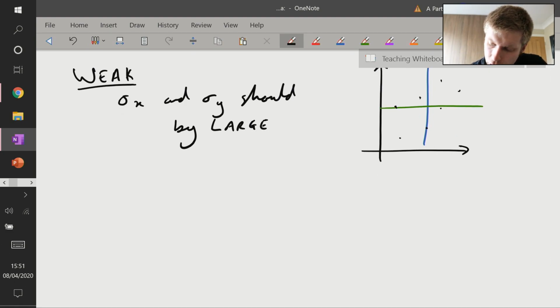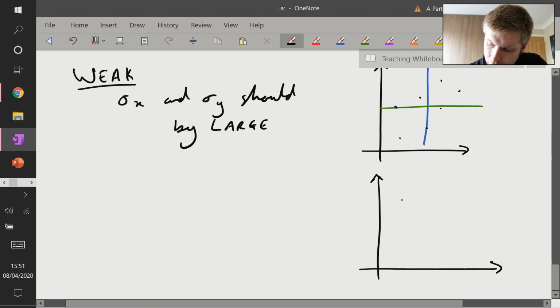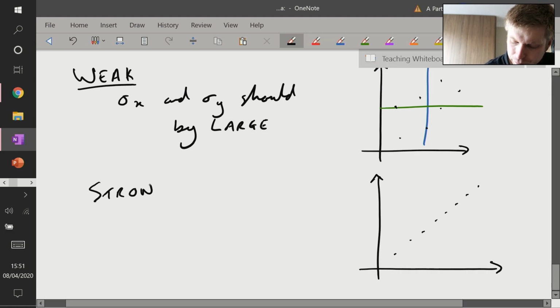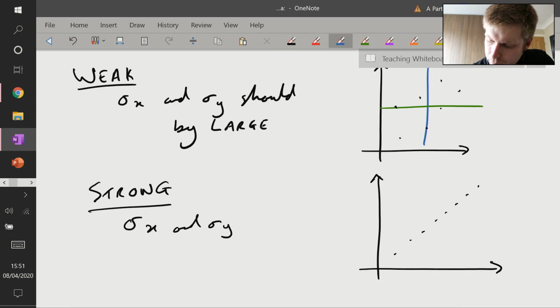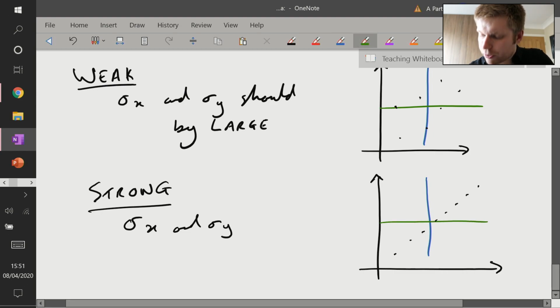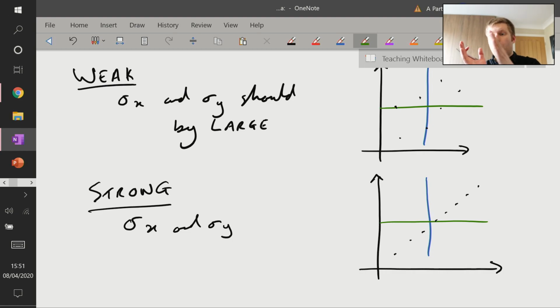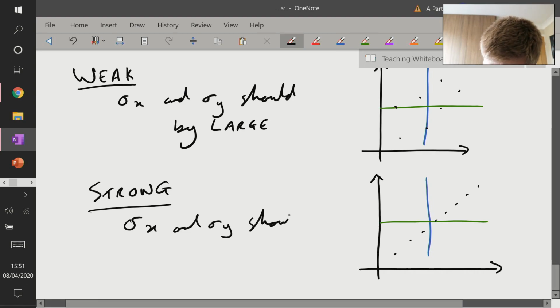Whereas for stronger correlation, something that looks like this, say, when I look at my sigma X and sigma Y, so this is for strong correlation, those standard deviations should be much, much smaller, because I'm looking at the average distance from those mean marks. And if that average distance is generally quite small because the data is quite well behaved, so the spread is quite small, then sigma X and sigma Y should be small.